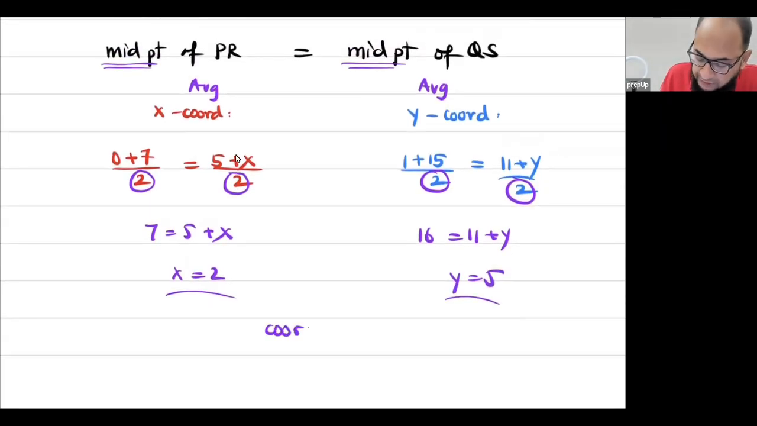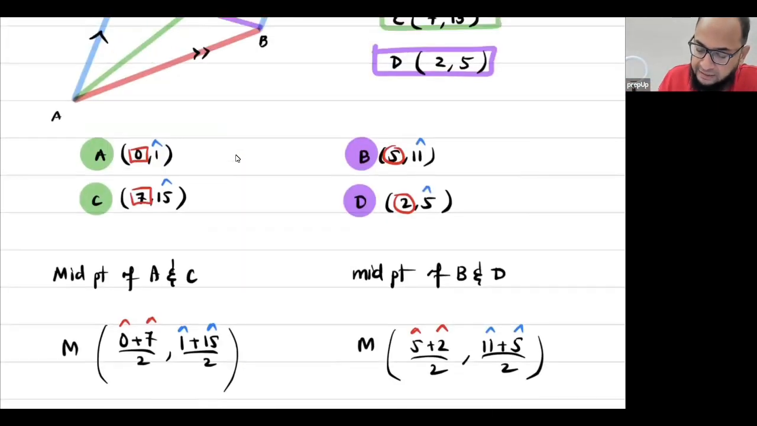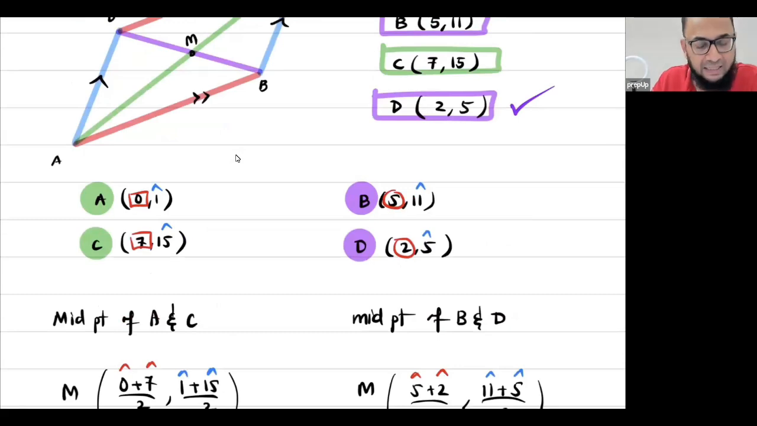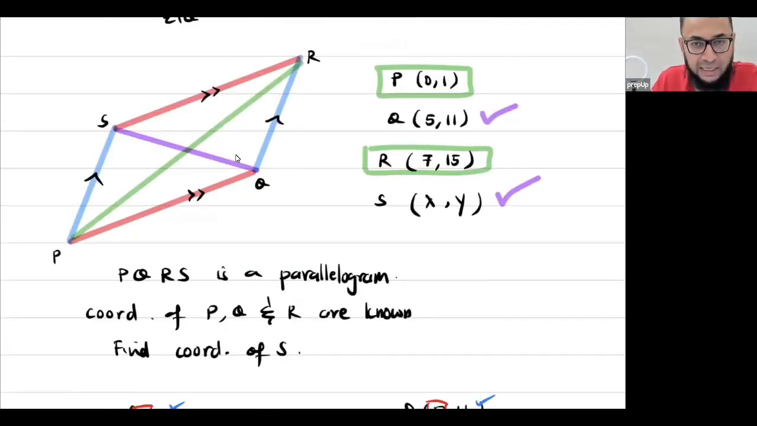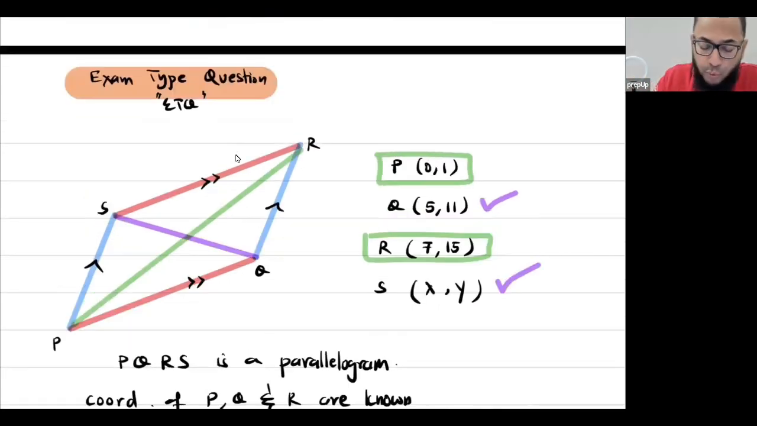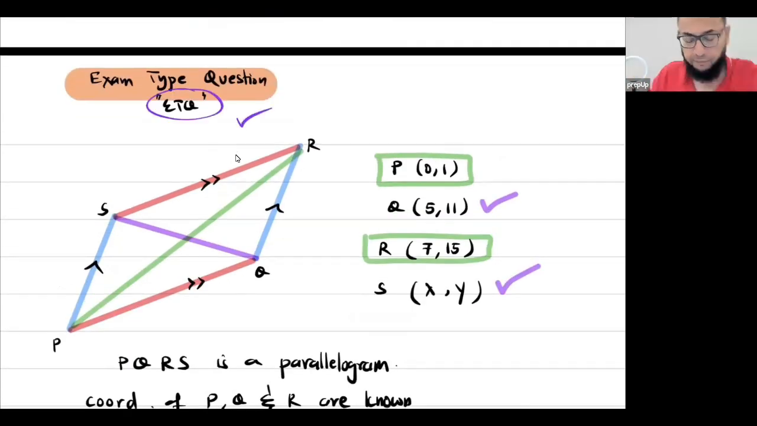Therefore, the coordinates of S, the X and the Y coordinate, are 2, 5, which is exactly the same one that we worked with. We wrote this as D, ABCD, and over here it is PQRS. That's how quickly you can take a worked example and convert it into an exam type question.